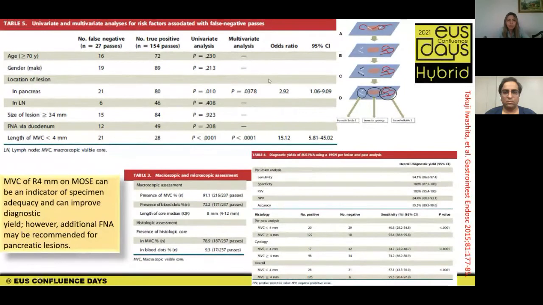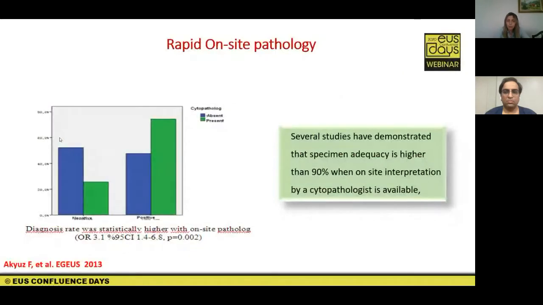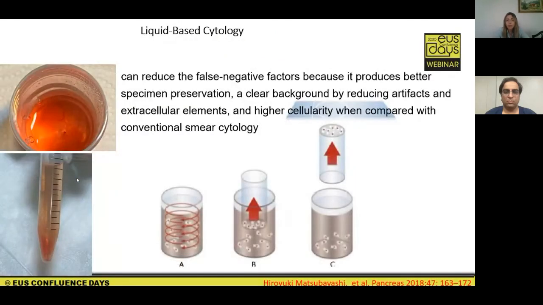In the study, it clearly showed that if the macroscopic visible core length is higher than 4 millimeters, this can be an indicator of specimen adequacy and can improve diagnostic value. Diagnosis rate was statistically higher with on-site pathology, but again, it's not available for every center or every case. So we need something different.